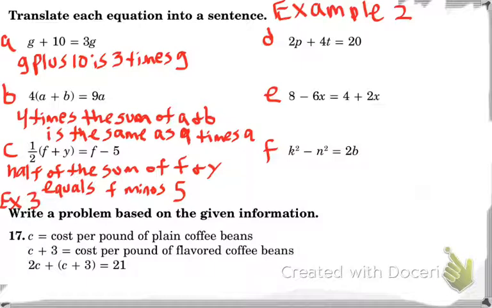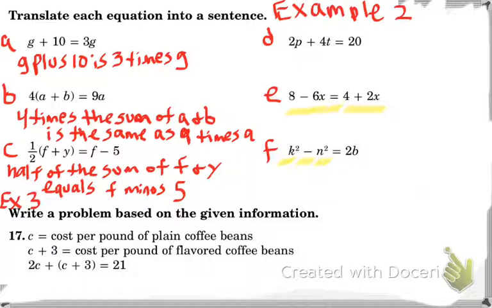Okay, for option E, you could say the difference of 8 and 6 times a number. Difference means you have to subtract 8 and 6 times a number. That's telling you it's the difference of 8 and that other thing, 6 times number x. So the difference of 8 and 6 times x is or equals the sum of 4 and 2 times x, or 2 times a number x. They mean the same thing. And then for option F, you could say the difference of k squared and n squared.